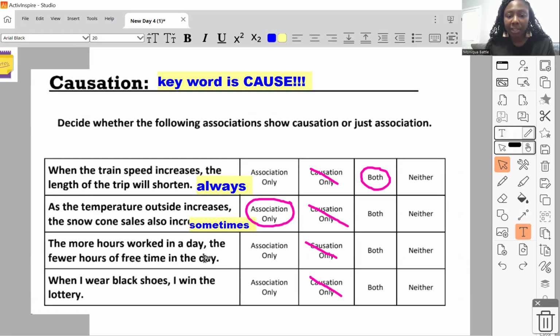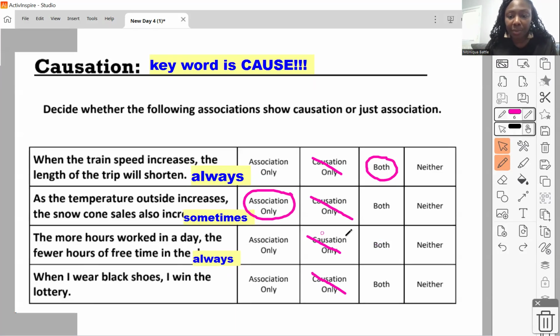So if you work, let's just say you only work for 2 hours. That means you have a lot of free time for the day. But what if you work 10 hours? That means you're going to have less free time. So this one is always going to happen because when you're messing with time, that time is going to affect your free time that you're working.